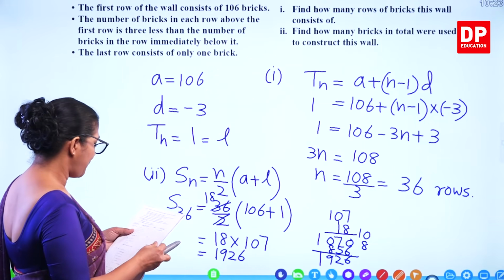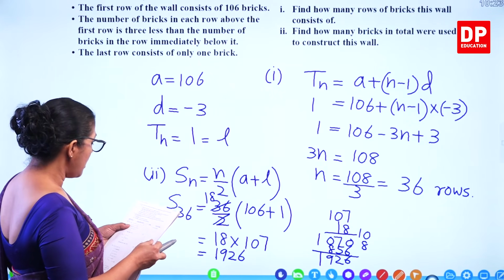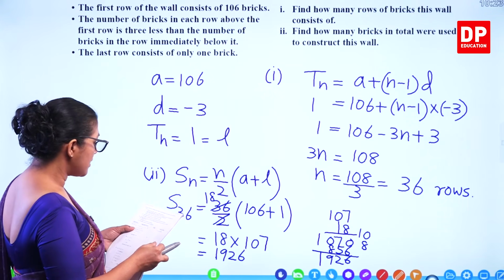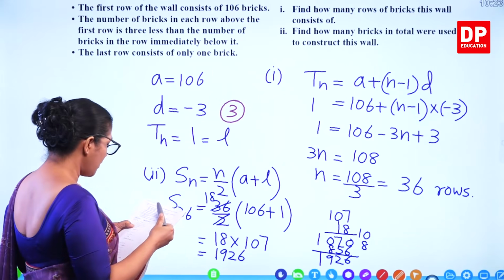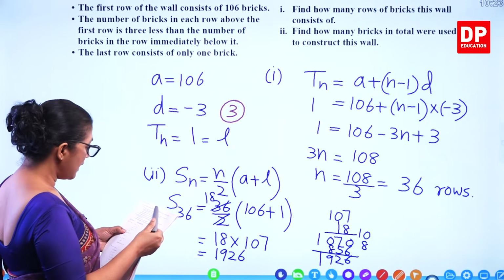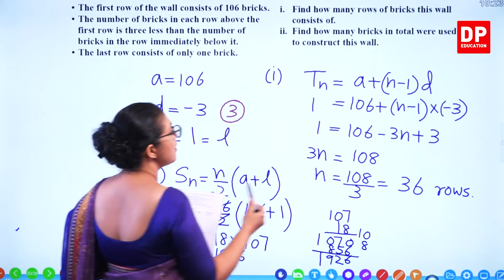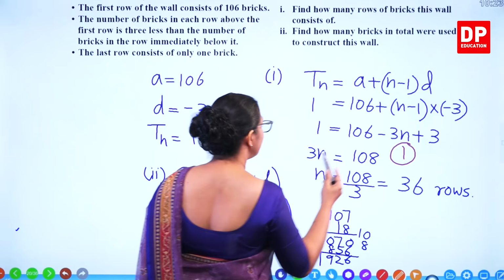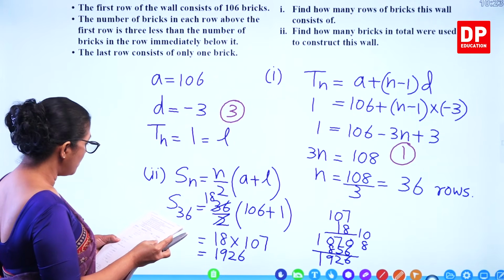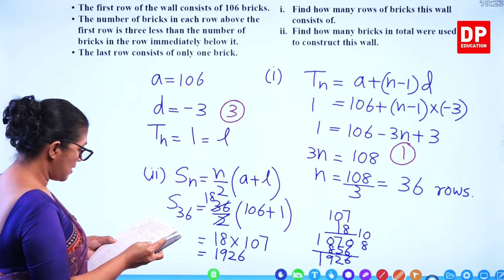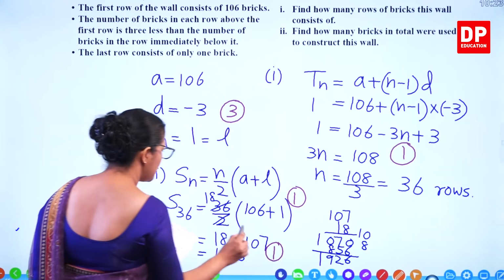So you get, for writing down a, d and l correctly, 3 marks. Then using the nth term formula and getting n, 1 mark. And the sum, 1926: 1 mark for substitution and 1 mark for the answer.